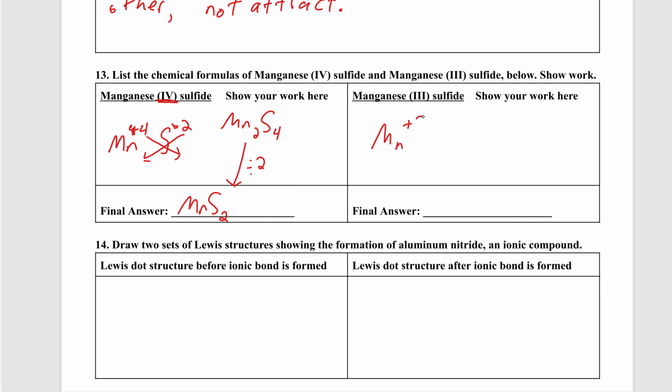Next, manganese 3 sulfide. Remember, all this shows you is what charge this is. That's all. The drop and swap. Right. Mn2S3.